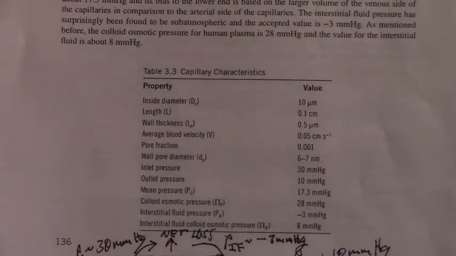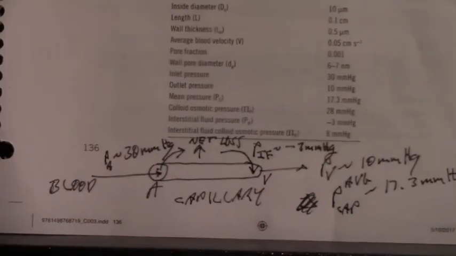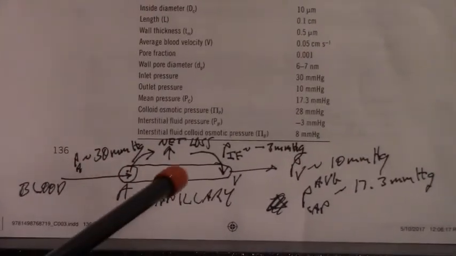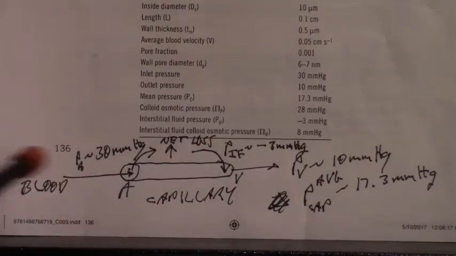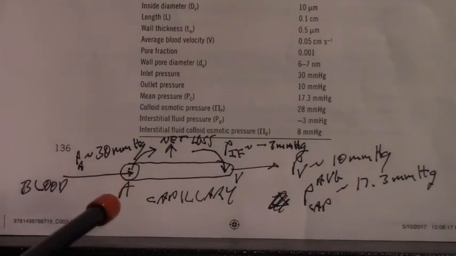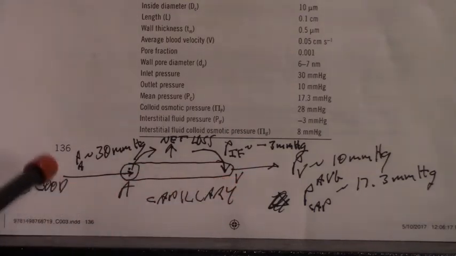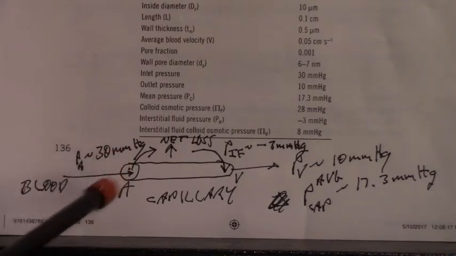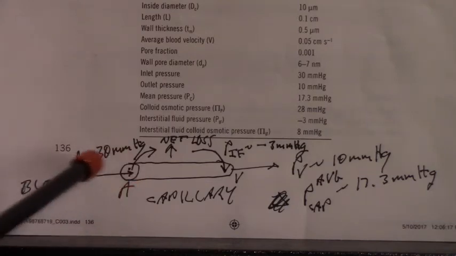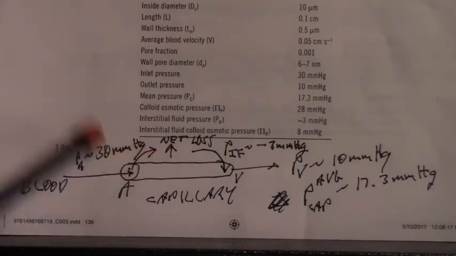Now the pressure coming into a capillary: if we draw a little capillary here, it's just a cylinder with blood coming in. A denotes the arterial end of the capillary, and V denotes the venous end of the capillary. The blood pressure coming into a capillary is only about 30 millimeters of mercury.